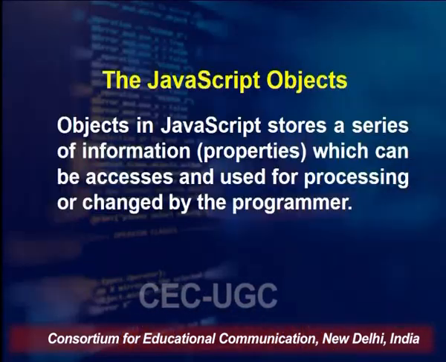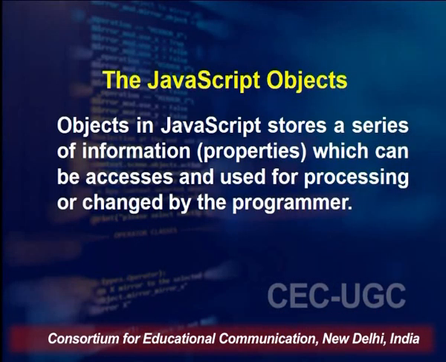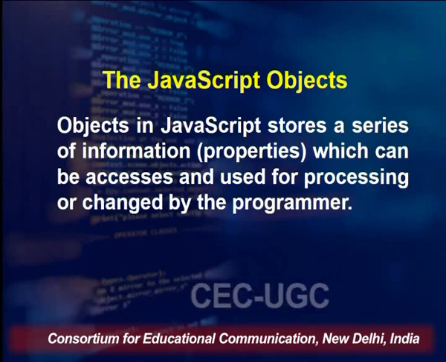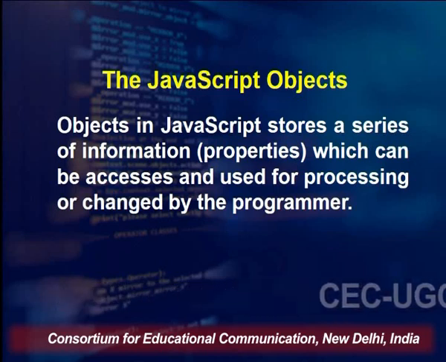So since we are saying that JavaScript is based on objects, that is, all data is represented in the form of objects, what is actually an object in JavaScript? An object we can consider as an entity which is used for storing information, which has certain properties.